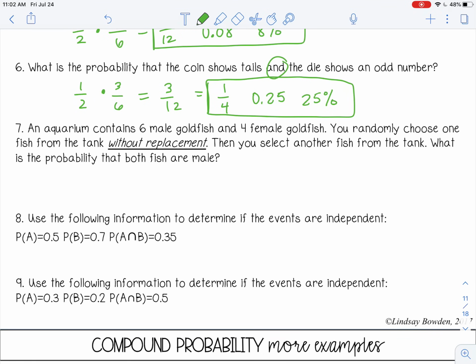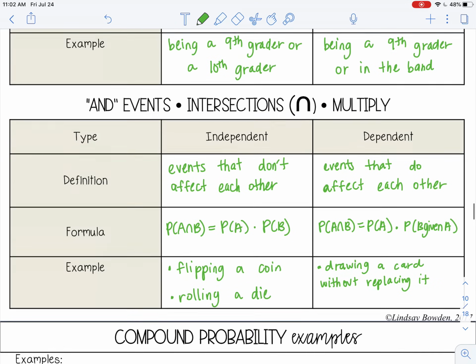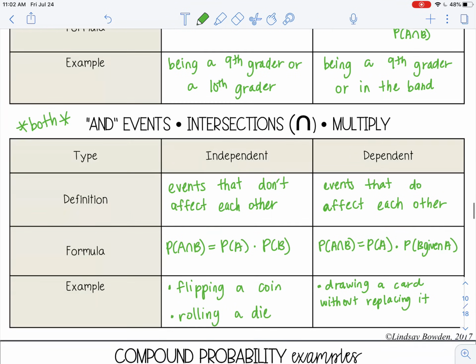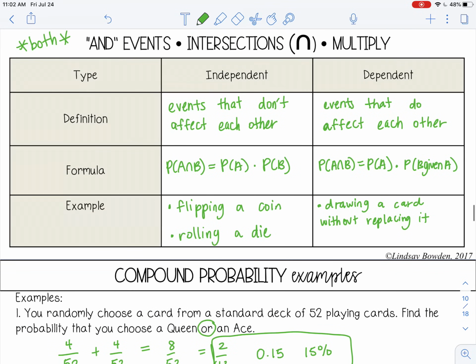So we really don't have either word here, but I'm going to give you a little tip. If you see the word both, that tells you it's an and problem. So you may want to go back up to your notes here and add the word both. Both, because we want this one and this one to happen. Okay, so while we're here, because it says without replacement, this is a dependent event because we have changed the probability by not putting the fish back. So dependent.